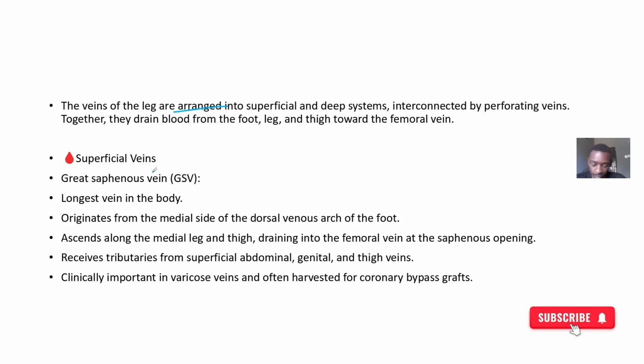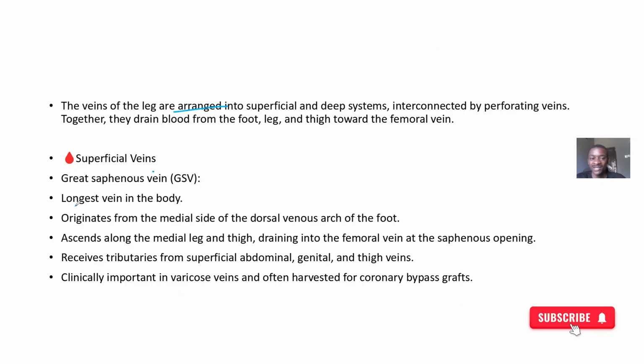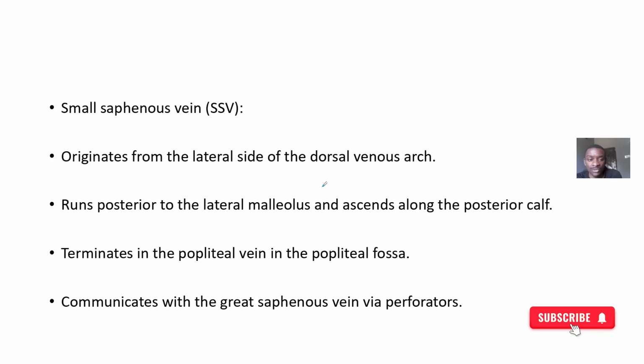So for the superficial ones, we have examples like the great saphenous vein. It's the longest vein in the body, originating from the medial side of the dorsal venous arch of the foot. The great saphenous vein. Medial side is closer to you. So how about the next one?